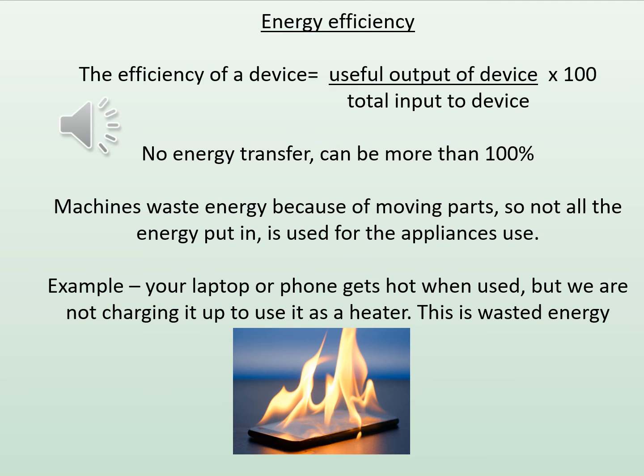So as always with physics, we have an equation for this to work out the efficiency of an appliance, a motor, an engine, whatever it is you're testing. So the efficiency of a device is equal to the useful output divided by the total input. And then if we want to turn this into a percentage, you need to times it by 100. So I want you to write down that equation there.